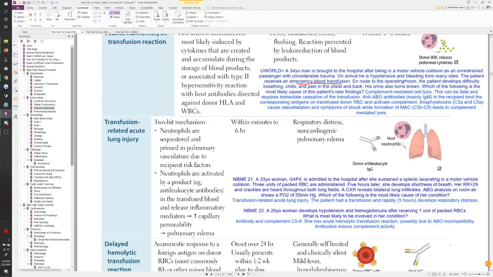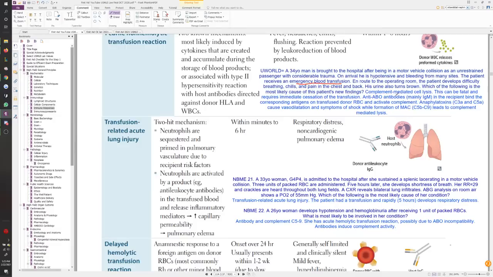So en route to the operating room, the patient develops difficulty breathing, chills, and pain in the chest and back. His urine also turns brown. Which of the following is the most likely cause of his new findings? And the answer was complement-mediated cell lysis. This can be fatal and requires immediate cessation of the transfusion.